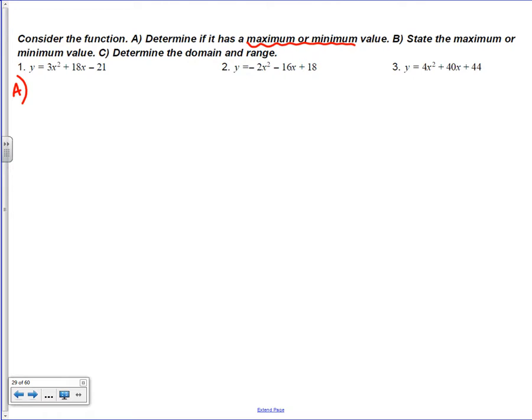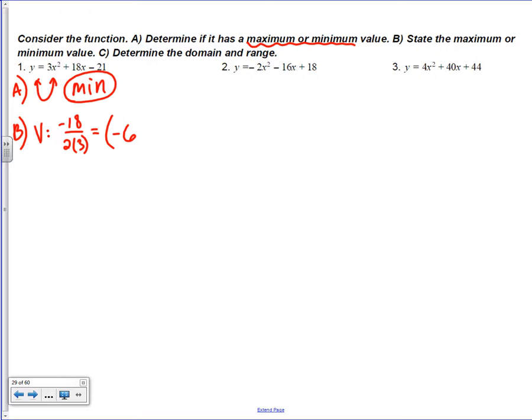Will this thing have a max or a min? Well, the a out front on the squared term is positive. That means it will open like this, which means we will have a minimum value. Okay. Part B said, what is the minimum value? So there's where I'm going to need to find my vertex. Now, this is in standard form. So I'll do negative b over 2a, and when I do that, I should get negative 6.